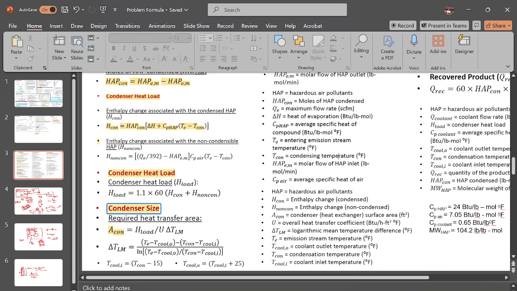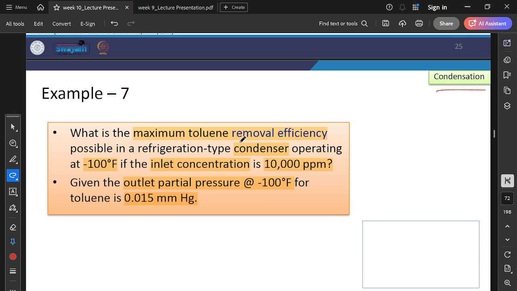Okay, so I will move on with the problems. What will be the maximum removal efficiency for toluene? Toluene is a hazardous air pollutant that will be removed by the condenser. Inlet concentration is 10,000 ppm. Outlet partial pressure is 0.01 mm of mercury.